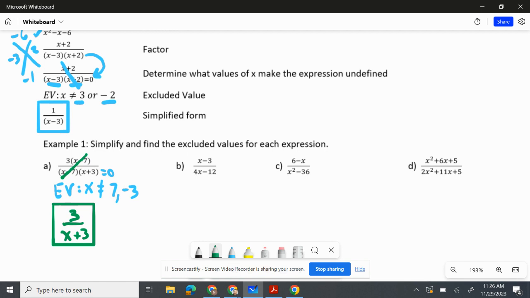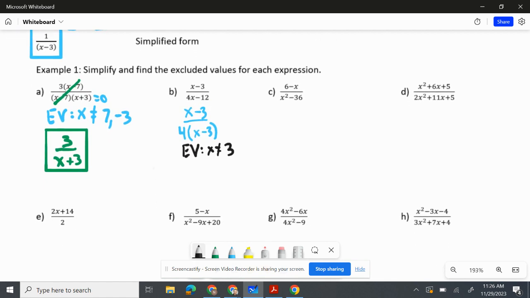Now for letter B, the first thing I'm going to do is factor it. I see the denominator has a 4 in common, so I'm going to factor out a 4 in the denominator. And then I'm going to state my excluded values. In this case, x cannot equal 3. Then I'm going to simplify it. And what I notice is that the x minus 3's cancel. So I get 1 over 4.